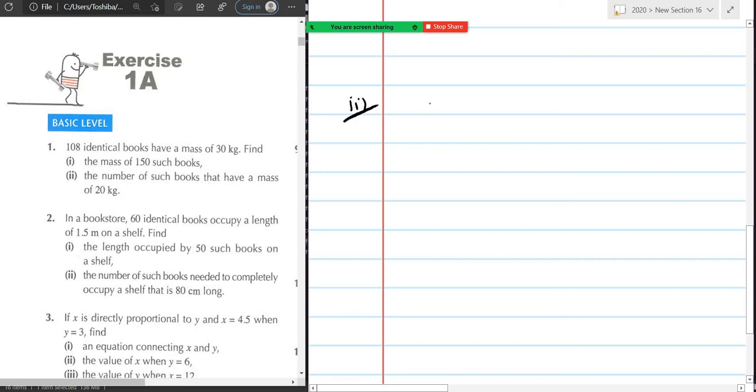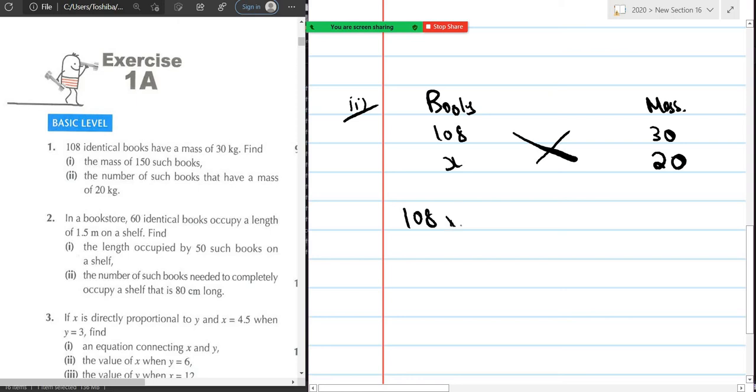In part 2, it says, again, write down books and mass. 108 books have a mass of 30. In part 2, it says the number of such books have a mass of 20 kg. Now, this time around, you are not told how many books there are. You are told that the mass of the books is 20. And books are how many? x, we don't know. So, then again, cross multiply. 108 multiplied by 20 is equals to 30 multiplied by x, which is 30x.